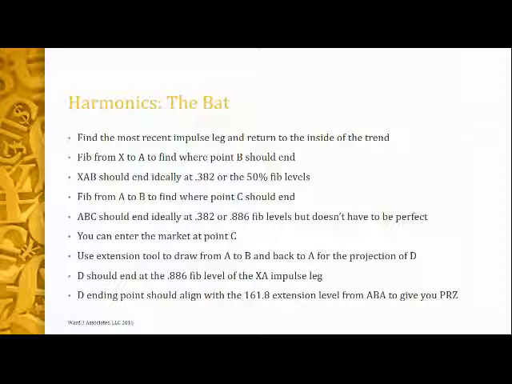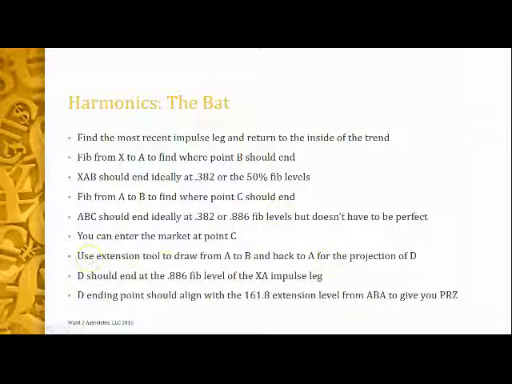And again, that coincides with the fib lessons from earlier, where you fib and try to find the CD leg. That's all you're doing, guys. ABC should end ideally at the 382 or the 886 fib levels, but doesn't have to be perfect. So on this one, guys, you can enter the market at the C point and ride it to the D point.